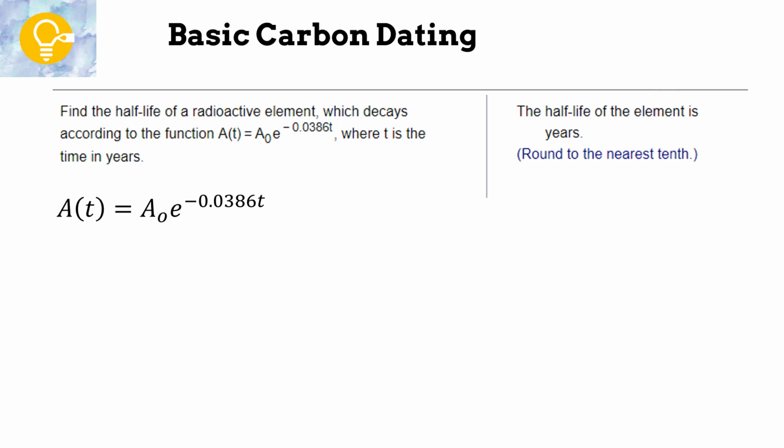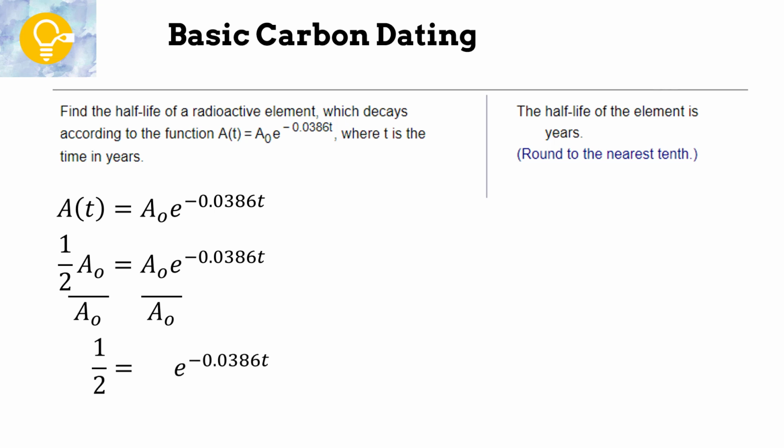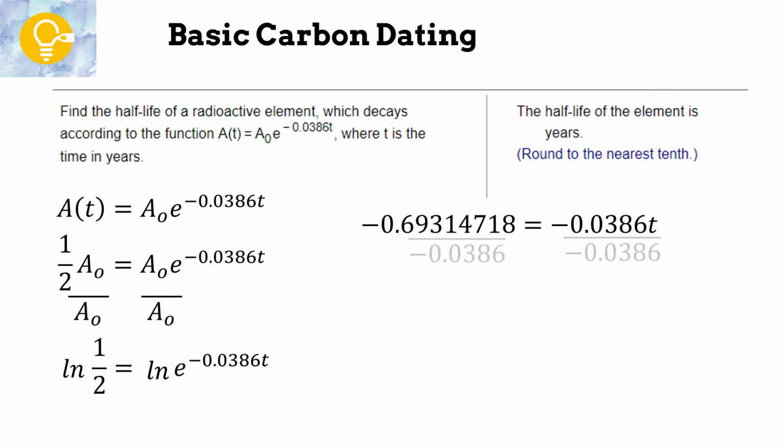Well, here's our formula. We want to find half of it. So remember, A naught is our original amount that we have. So we want to end up with half of the original amount. We're going to divide, and we end up with 1/2 equals e to the negative 0.0386t. We need to take the natural log of both sides, because the natural log and e cancel each other. The natural log of 1/2 is negative 0.693147118, and that equals negative 0.0386t, our exponent. When we divide, we end up with 18.0038 equals t. It asks us to round to the nearest tenth, so that's approximately 18 years.